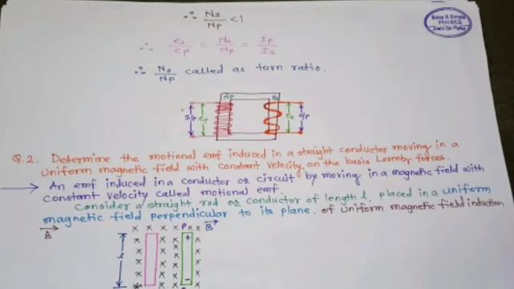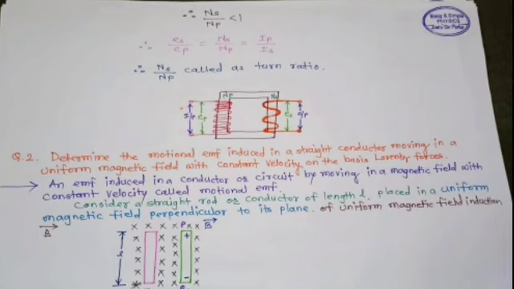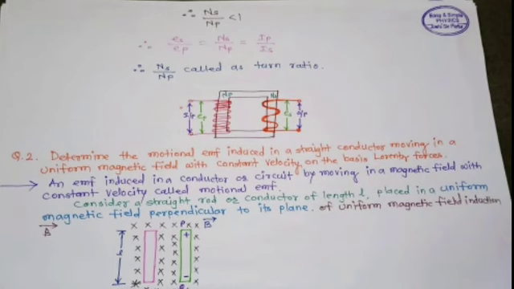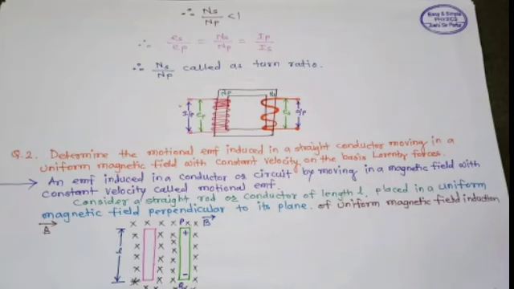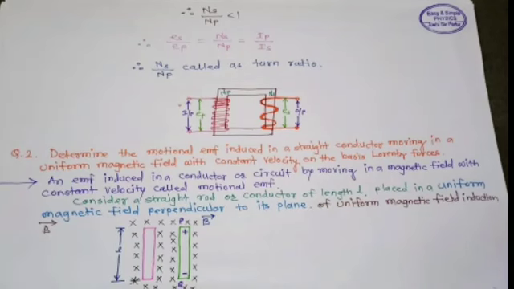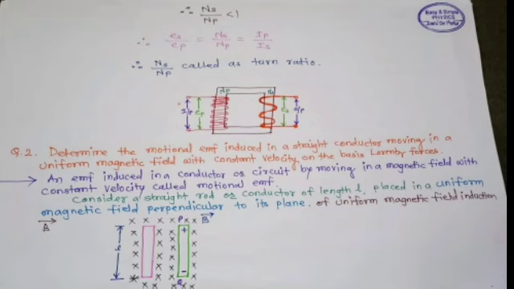Therefore, NS upon NP is less than 1. So, ES upon EP is equal to NS upon NP, which is equal to IP upon IS. Here NS upon NP is called the turn ratio.